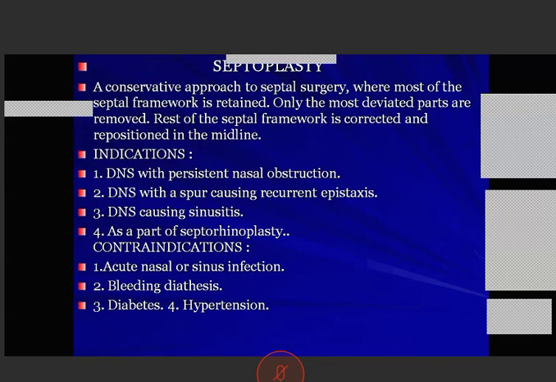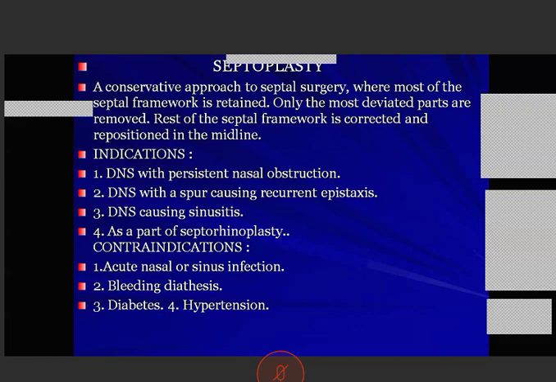So septoplasty is a conservative approach to septal surgery where most of the septal framework is retained. Only the most deviated parts are removed. The rest of the septal framework is corrected and repositioned in the midline. The indications are deviation with persistent nasal obstruction, DNS with a spur causing recurrent epistaxis, DNS causing sinusitis, and as a part of septorhinoplasty. Contraindications are acute nasal or sinus infections.